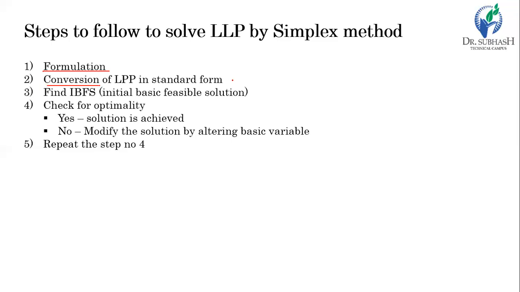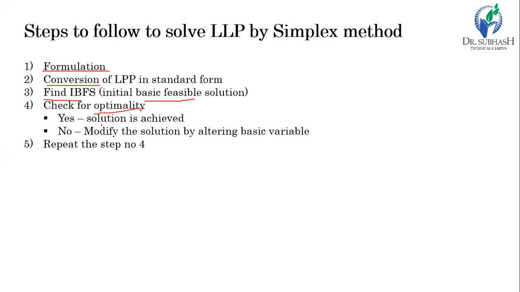After conversion into standard form, first find out the IBFS, which is the initial basic feasible solution. We have to start our problem with this basic feasible solution, but since it is the first, it is called initial. So always we will start our problem with a feasible solution and then go for optimality. In the second step, we will check whether this IBFS, the initial basic feasible solution, is optimal or not.